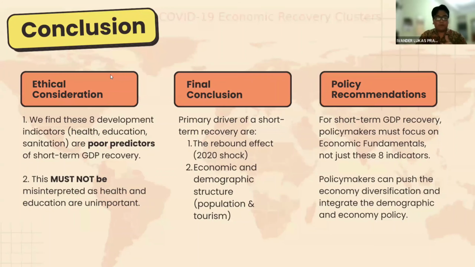And the second big point is the final conclusion. Primary drivers of short-term recovery are first, the rebound effect, the 2020 shock, and the second one, economic and demographic structures such as population and tourism. And we're moving on into the last conclusion, which is the policy recommendation.